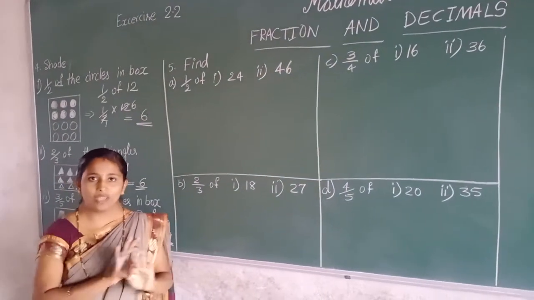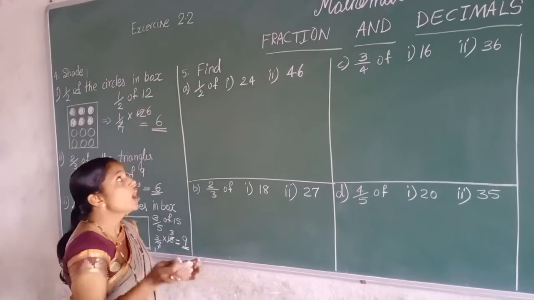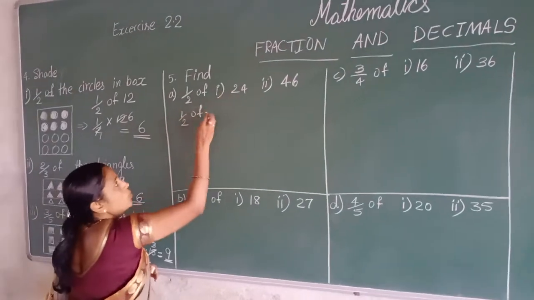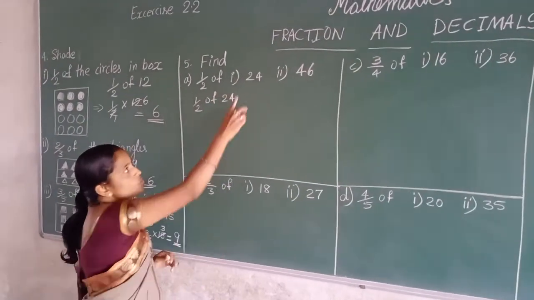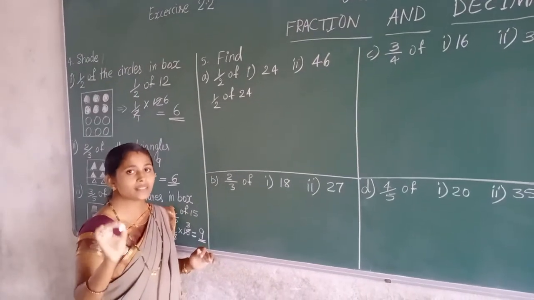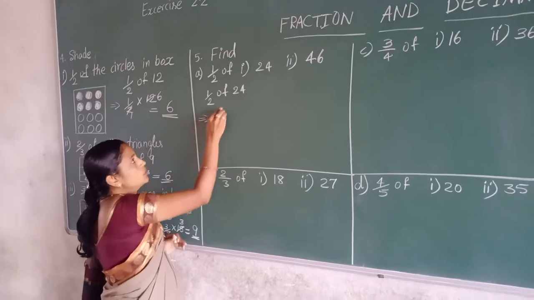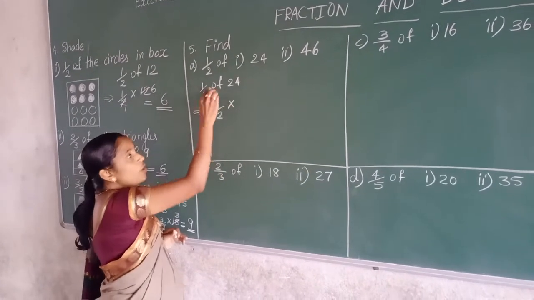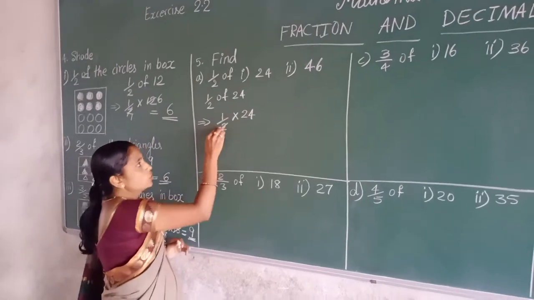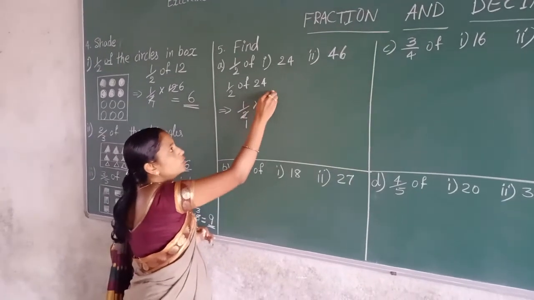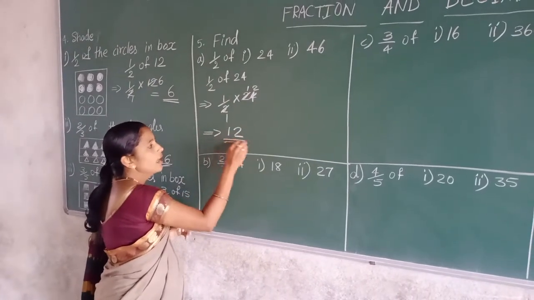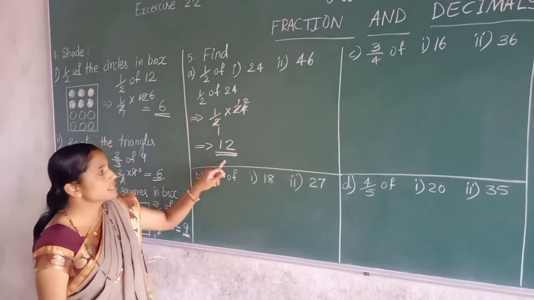Find. They did not ask you anything else, they ask you to find. What are you going to find? In that, half of, the first one is 24. As I told you, the word of represents multiplication. So let us do the same thing. Half, instead of the word of, I have put multiplication. Let us simplify it. 2 ones are 2, 2 twelves are 24, so 1 twelve is 12. The answer is 12.